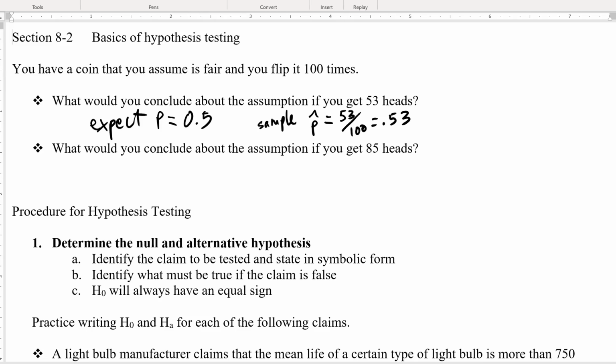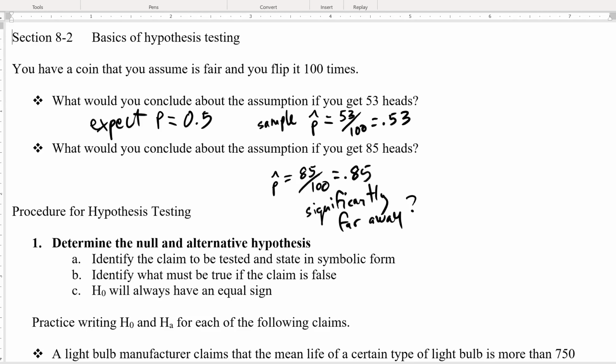What if we got 85 heads? Well, we would have 85 out of 100. That's a little further away than 0.5, right? So we go, man, maybe this is significantly far away from what we expected, right? So at what point do we say, yeah, this is now significantly far away?